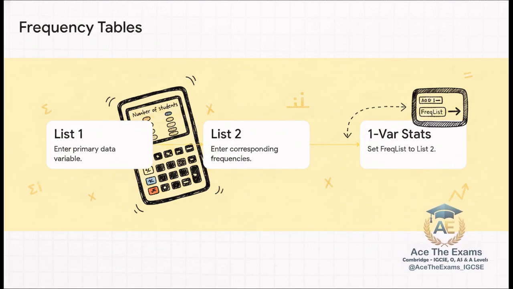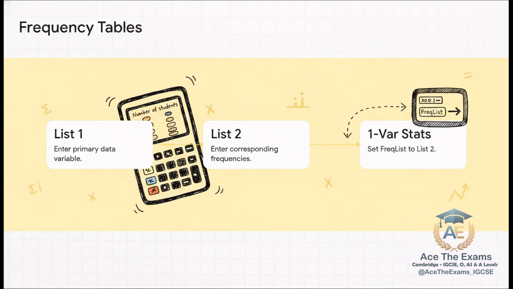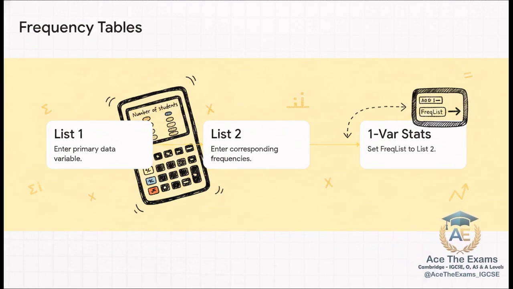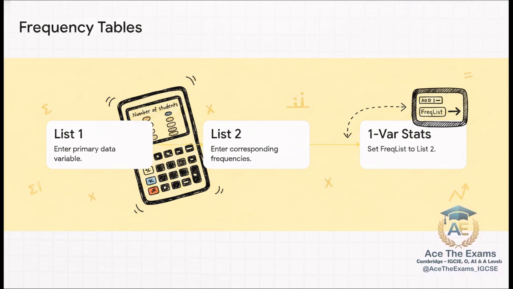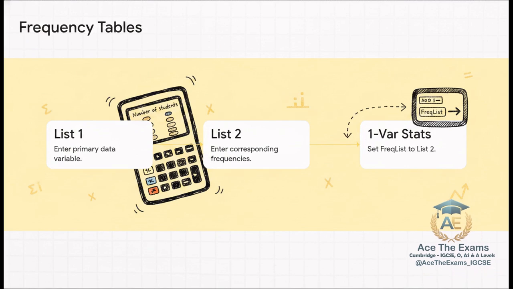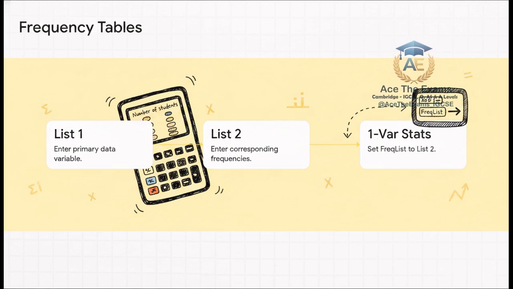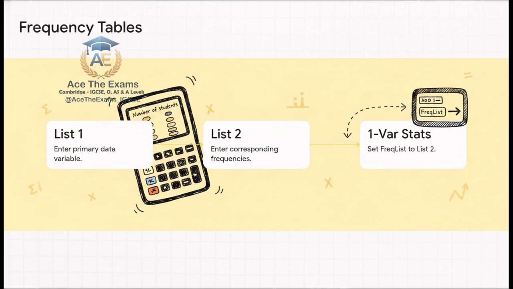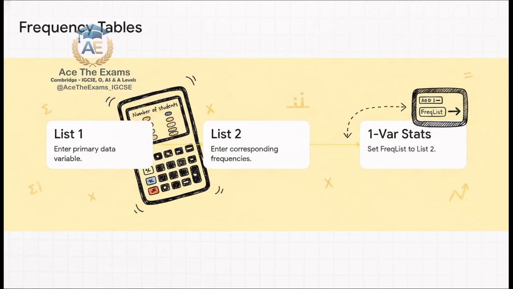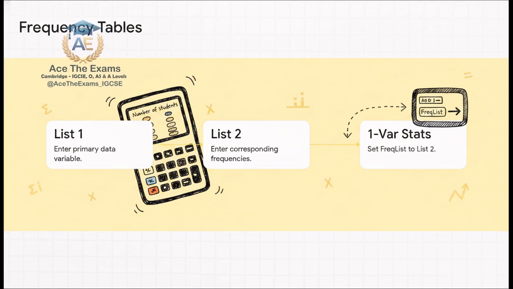Then, you move your cursor over to the right and enter their corresponding frequencies into list 2, exactly next to them. So what's the flaw students make? They forget the setup. When you navigate to your 1var stats calculation screen, you must make one crucial game-changing alteration. You must tell the calculator that your frequencies are no longer 1. You must manually change the freq list or frequency setting to point directly to list 2. Without this, the calculator assumes every class size only happened once. With it set correctly, the calculator mathematically maps list 1 to list 2 flawlessly.